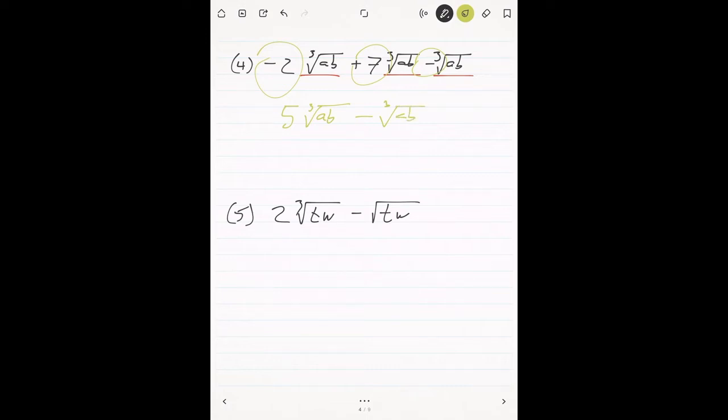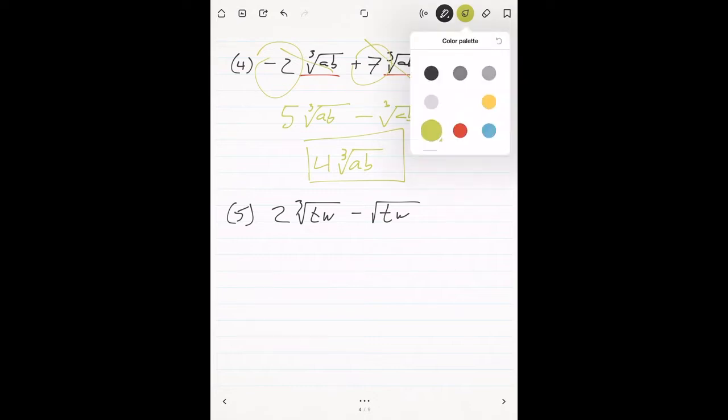So let's combine these now. We did the first two. Now I have to combine 5 cube root AB with negative 1 cube root AB. So that should just become 4 times the cube root of AB. That's it. All we're doing is just combining the outside numbers and leaving the radicals the same. So let's go ahead and try number 5.